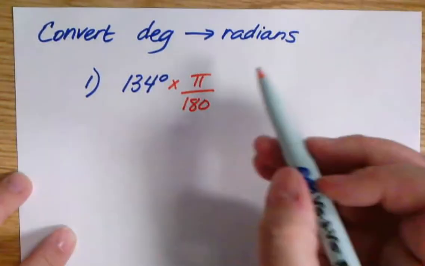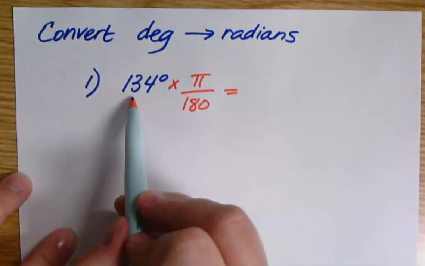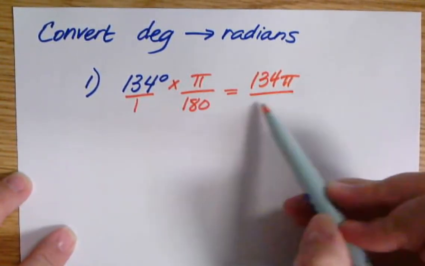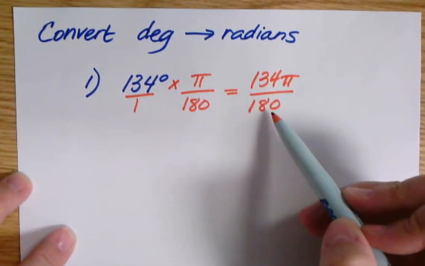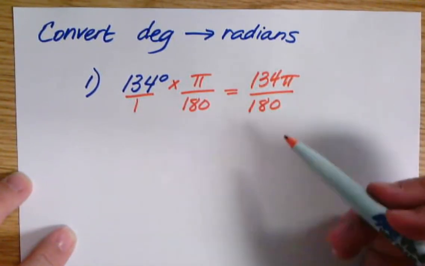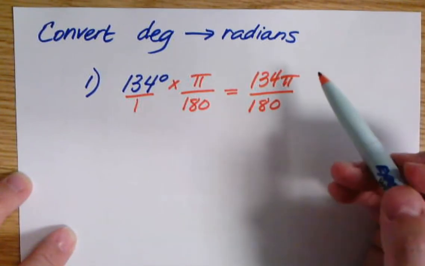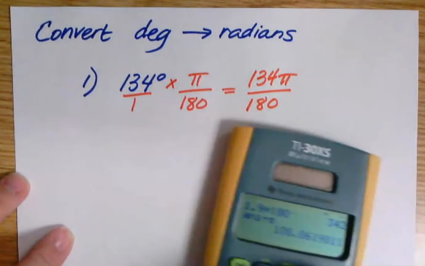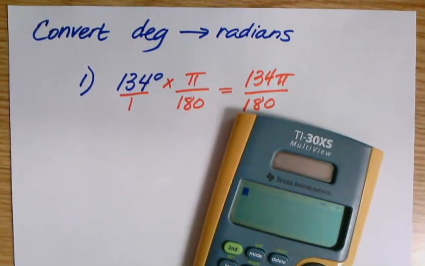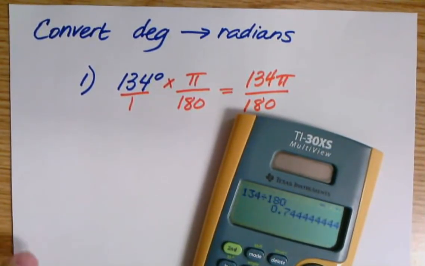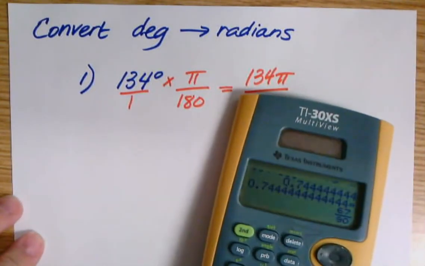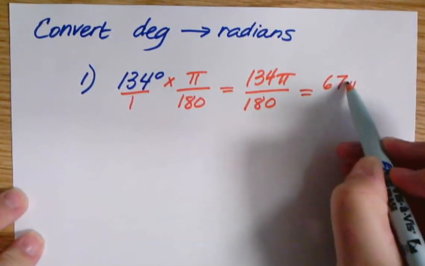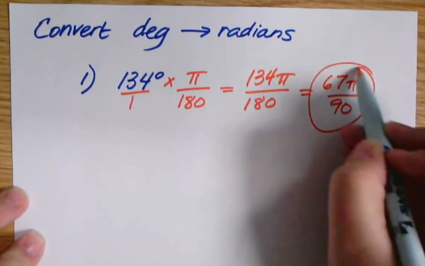All right, so basically when you're multiplying fractions, this is like over 1, top times top, bottom times bottom, and basically I'm just reducing. Keep an eye out for that. If you're being asked for exact form, don't give a decimal, don't put it in your calculator, except to reduce. Calculators like this can help me reduce. 134 divided by 180. As a fraction, that is 67/90ths. So my final answer would be 67 pi over 90.